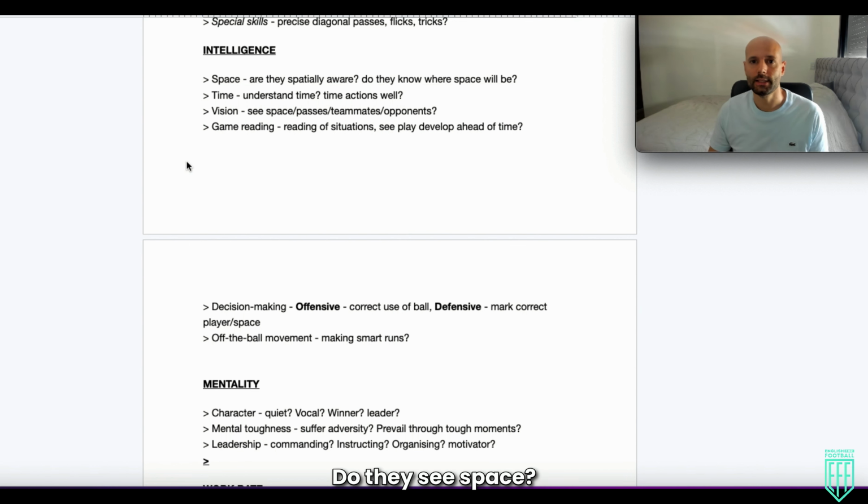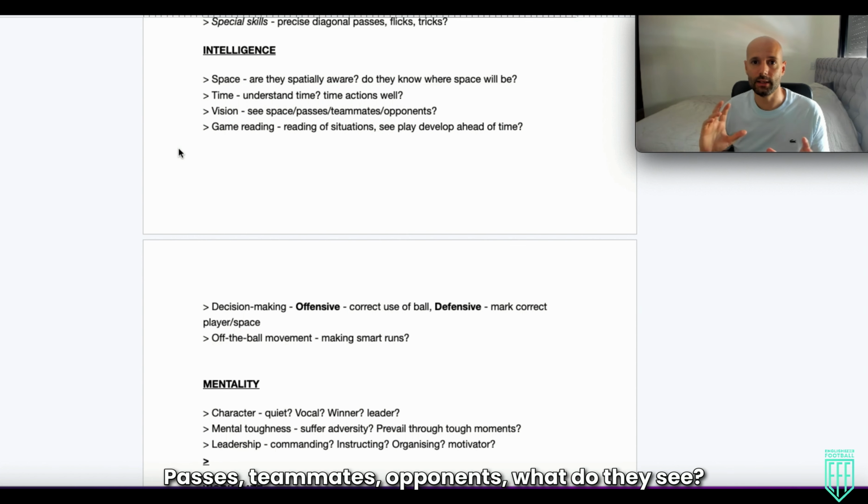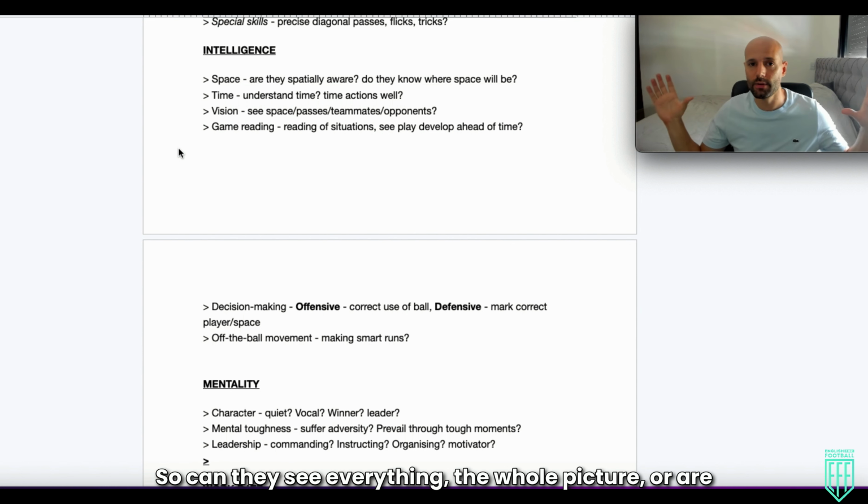Vision. Do they see space, passes, teammates, opponents? What do they see? Can they see everything, the whole picture?